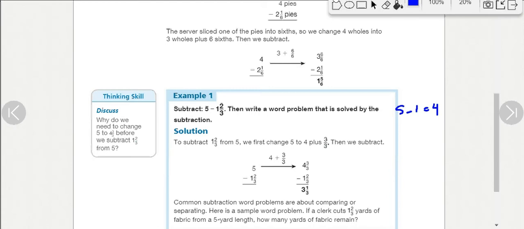Well, that means that the 4 that we have needs to really be shown as 3 and 3/3, okay? So that we can take 2/3 away from this, leaving me with a third. That's simple. You just have to visualize this, right?